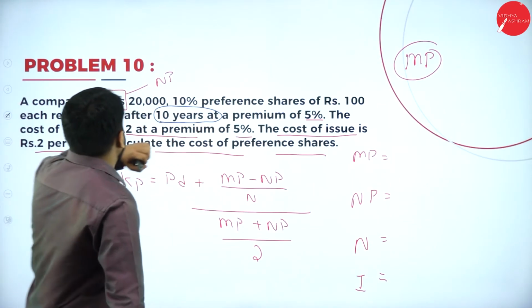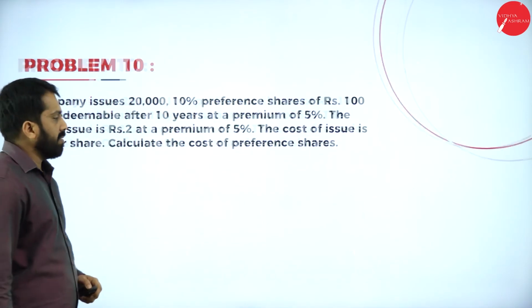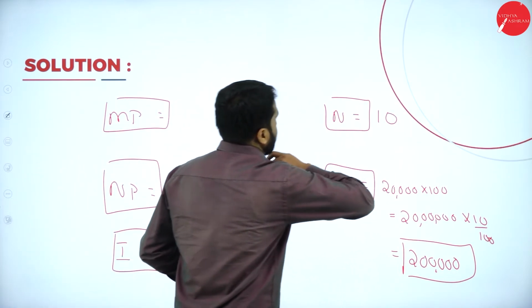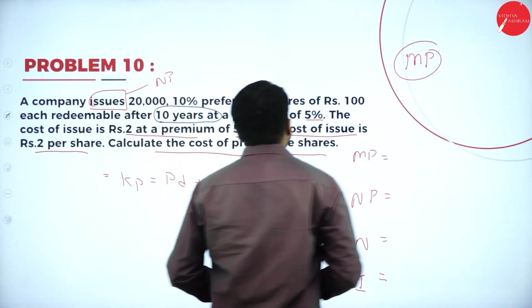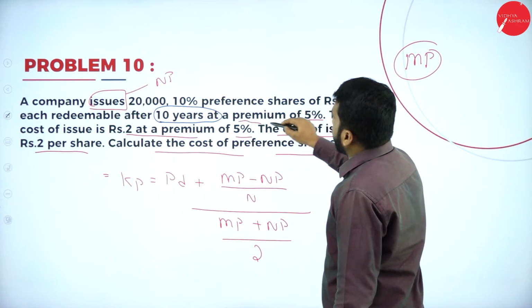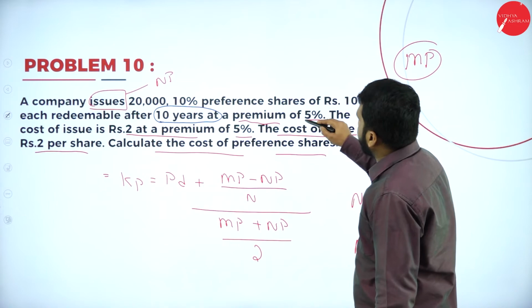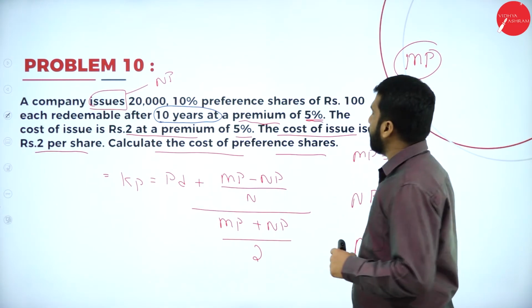Now, cost of 100 each, redeemable after 10 years. Now, what is the number of years? Number of years is 10. Hope you understood. Now, in this, redeemable after 10 years at a premium. Redemption happened what? At a premium of 5%. Premium of 5%, it is redeemed.